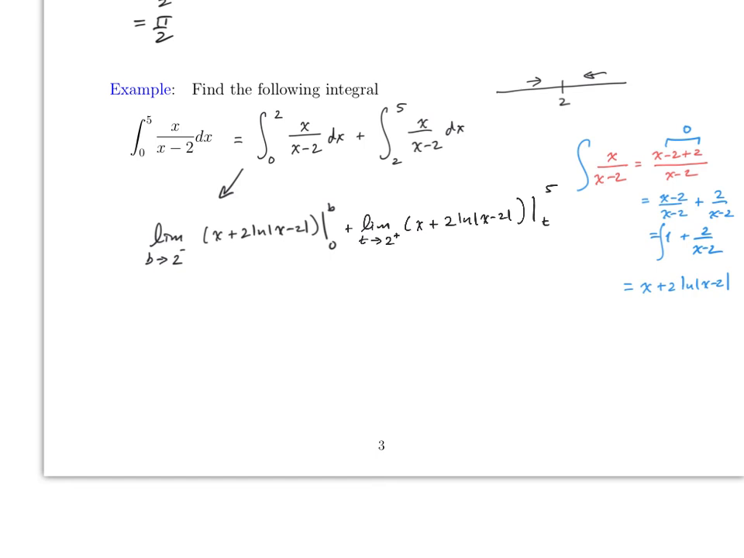Alright, so for the first part, if you plug in b, well, the first one will be 2, that's not an issue. And then this is 2 ln. But as x is approaching 2 from the left side, this is going to go to minus infinity. So this is approaching ln of 0, which is minus infinity. And if one of them fails, that's enough for you to say that the limit doesn't exist.